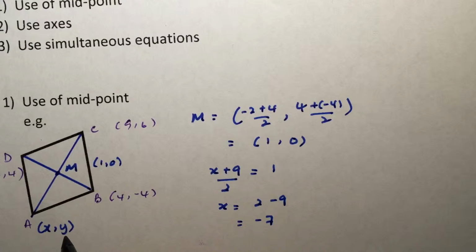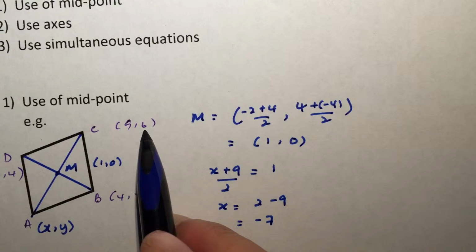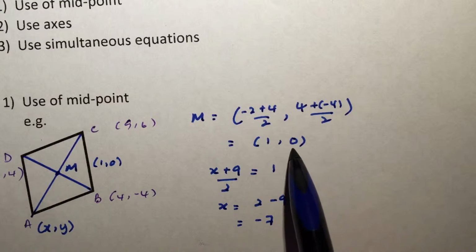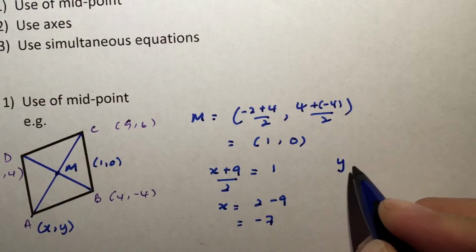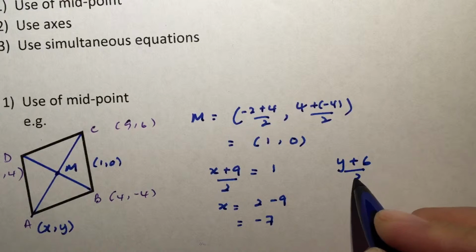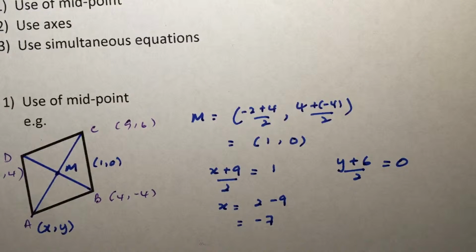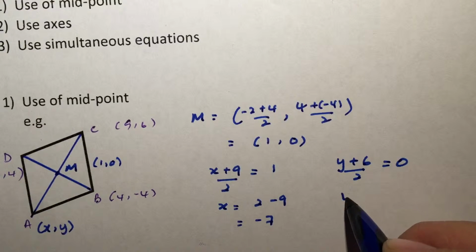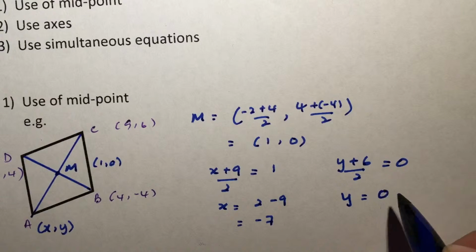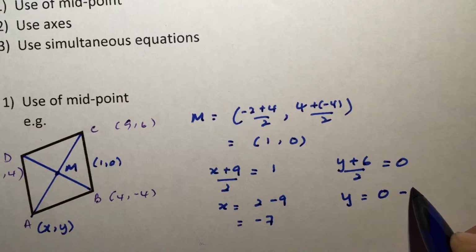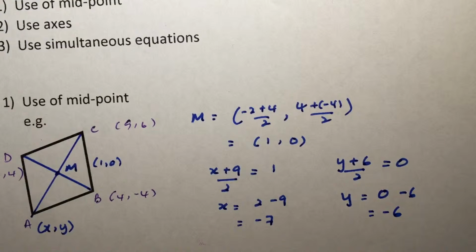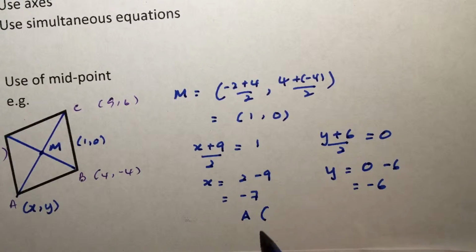Same thing for the y. Y, when I add to 6 and I divide by 2, must give me the y value of the midpoint here. So I have y plus 6. When I divide by 2, I must end up with 0. So I will have y is equals to 0, because 2 times 0 is 0, minus 6, and I'll get negative 6. So what does this mean? This means that my A coordinate is negative 7, negative 6.